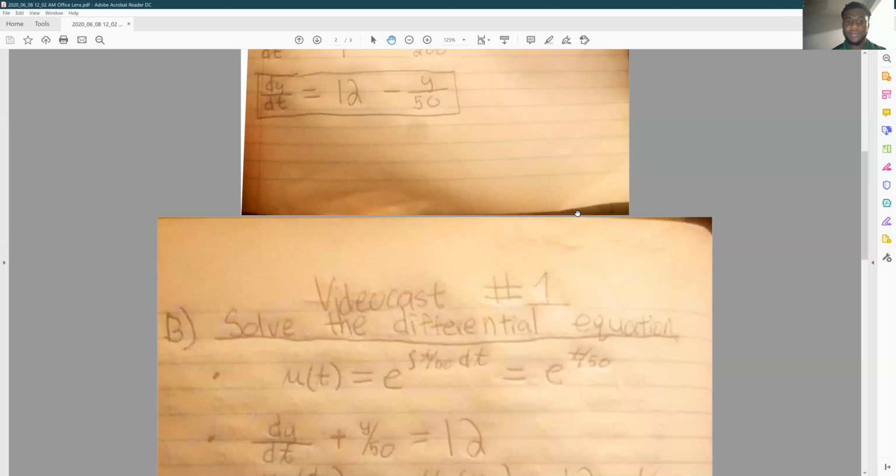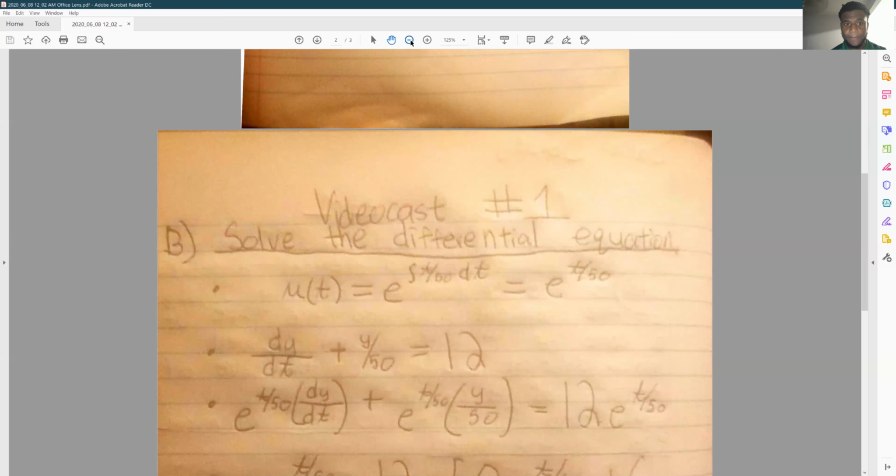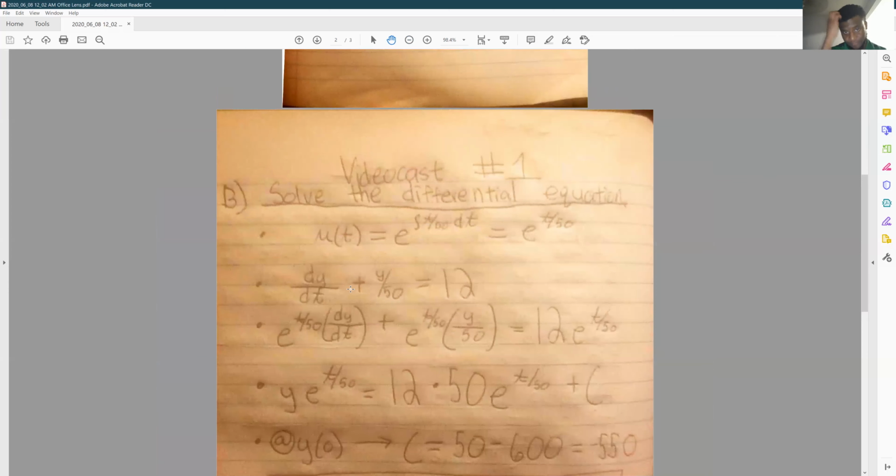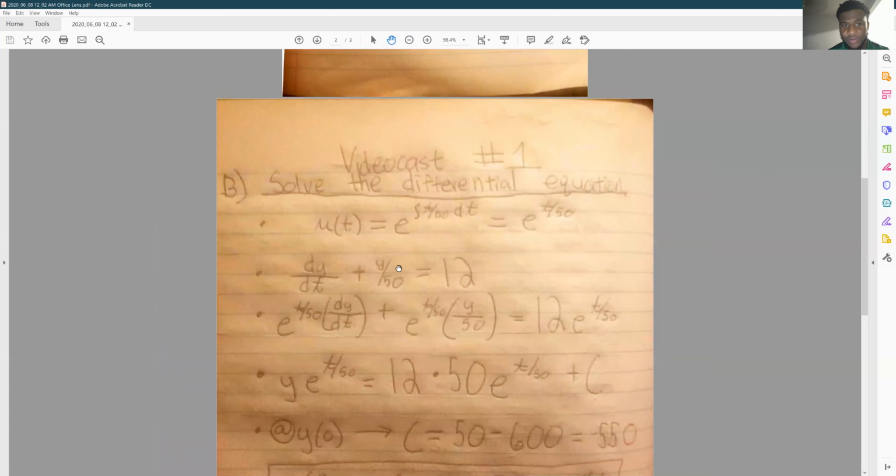Moving on to part B. Let me zoom out a little bit. Part B will simply solve the differential equation now that we have it. In order to solve this differential equation, we use the integrating factor method. So first thing I did was calculate the integrating factor, mu of T, which is equal to e to the integral of 1 over 50 dt. So once you integrate the 1 over 50 dt, you'll just end up with e to the T over 50. And that's our integrating factor.